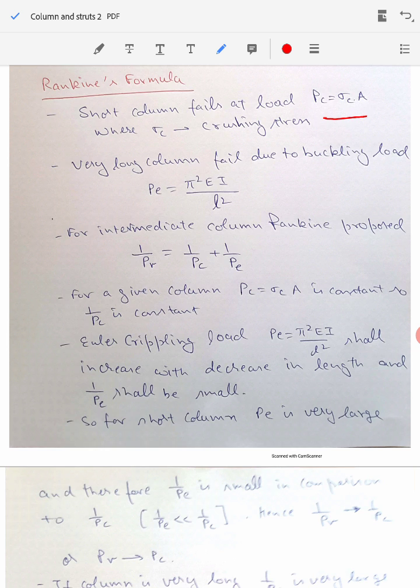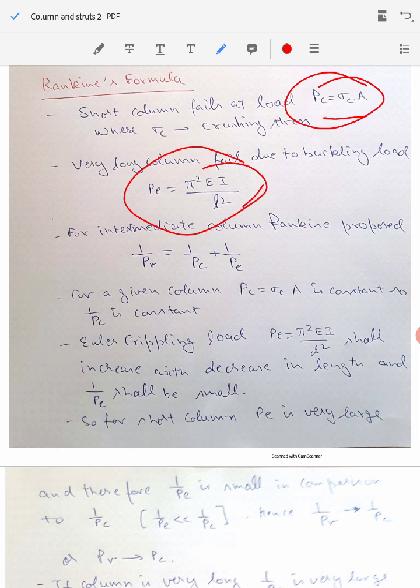When we consider a long column, having L by K much greater than 80, it will definitely not fail because of crushing. It will buckle first. When you start loading it, at a certain point it will start buckling rather than failing due to crushing stress. For such a long column, we can apply Euler's formula, that is pi square EI by L square. You can write the equivalent length here also if you are talking about end conditions other than hinged. So we see that for the short column, the load is given by PC equal to sigma C A.